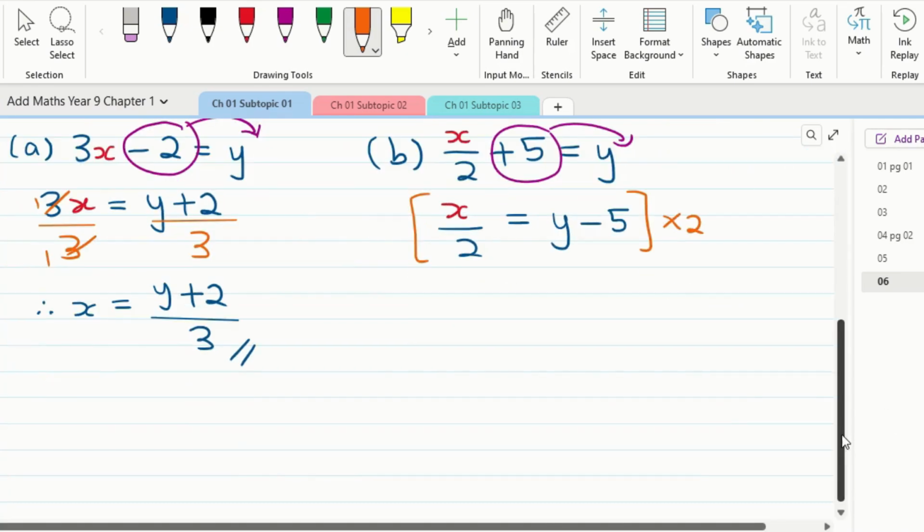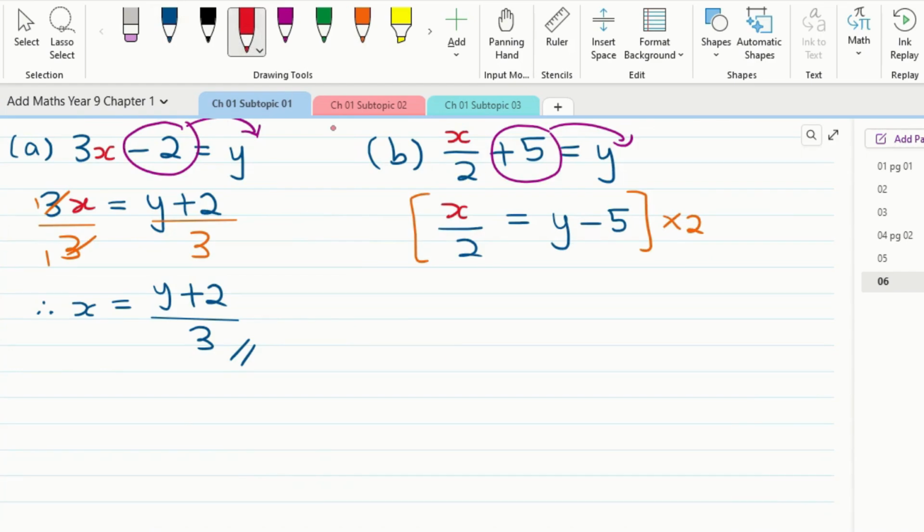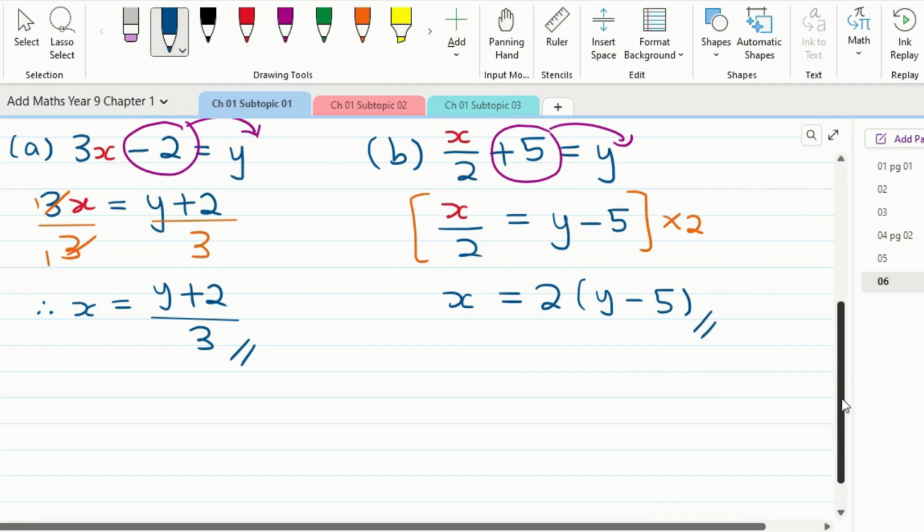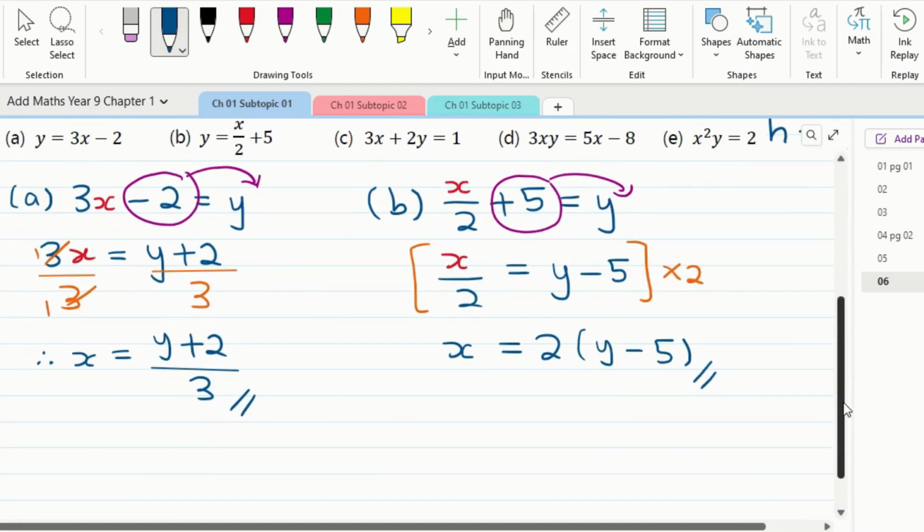So when you multiply both sides by 2, on the left hand side, you are left with x. And then on the right side, the 2 must be multiplied to basically the whole thing on the right hand side. So you can leave it as 2 bracket y minus 5. So this is the correct subject: x equals 2 bracket y minus 5.